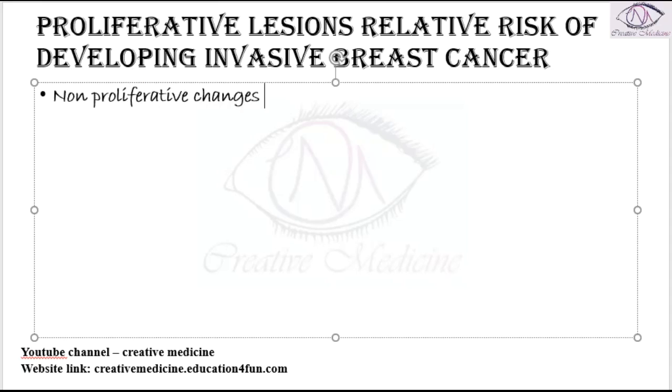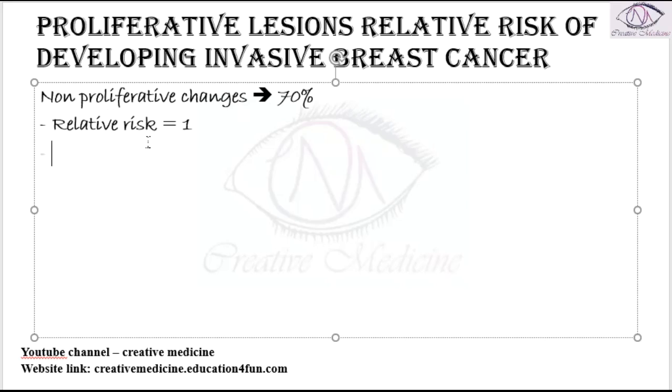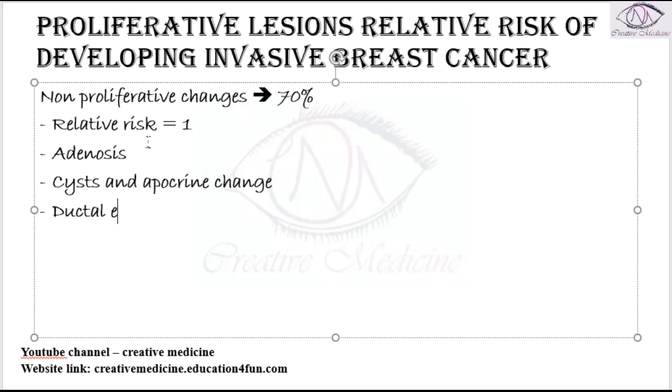These non-proliferative changes are around 70%, and the relative risk present in these non-proliferative changes is 1, and these include adenosis, cysts and apocrine change, ductal ectasia, mild epithelial hyperplasia.